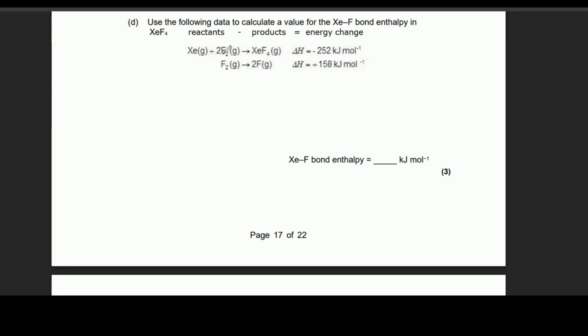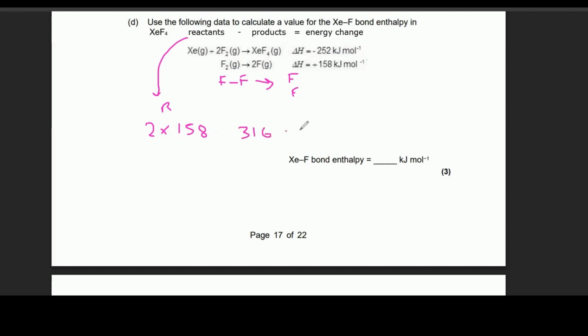Basically, what's happening here is we're atomizing F2 and turning it into 2F. So we've broken the bond, so that is the bond energy. My reactants on this side of the equation are going to be 2 times 158. It's plus 158. You get that. And what does that equal? That equals 316.